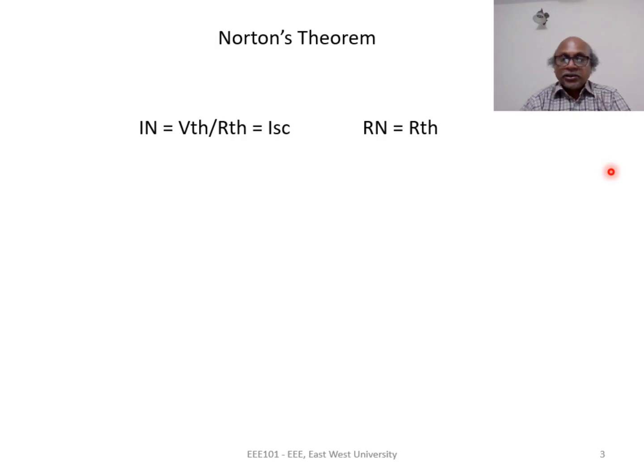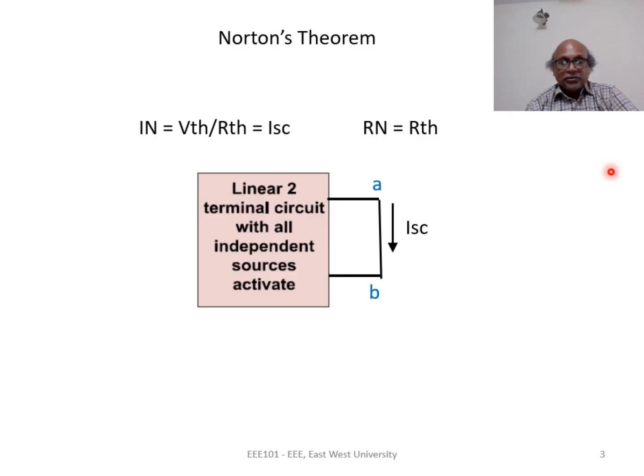Now the question is, how do I determine IN and RN to find the Norton's equivalent of a given circuit? To find IN, we will short circuit our two desired nodes A and B, keeping all independent sources active in the linear two-terminal circuit. If ISC is the current flowing through this short circuit, then this ISC is equal to the Norton's current IN.